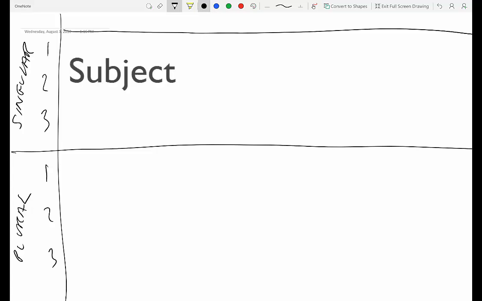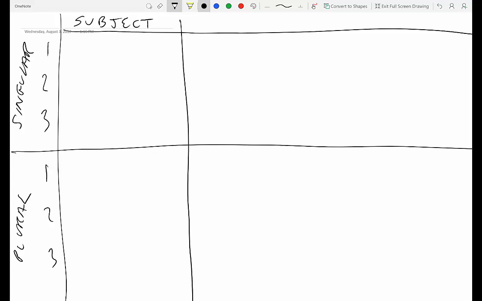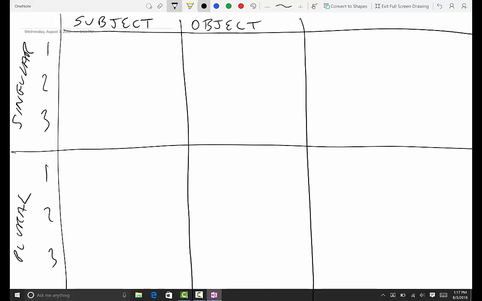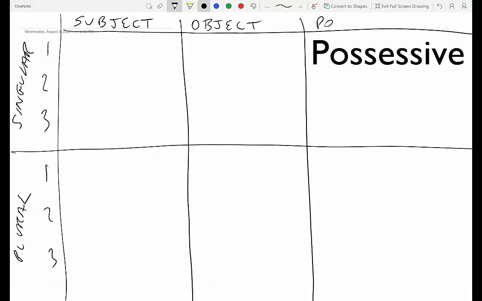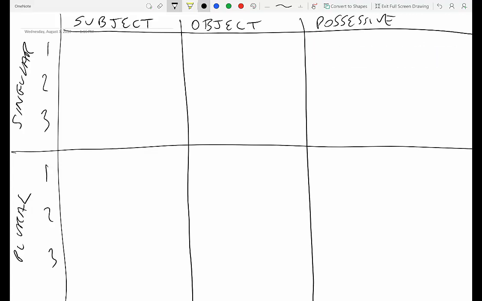And then we have our three cases in English. And the first case is the subject case. That's where pronouns are the subject of a sentence. And the second case is called the objective case. These are where pronouns are the objects of sentences. And finally, we have the possessive case. And possessive means like ownership.